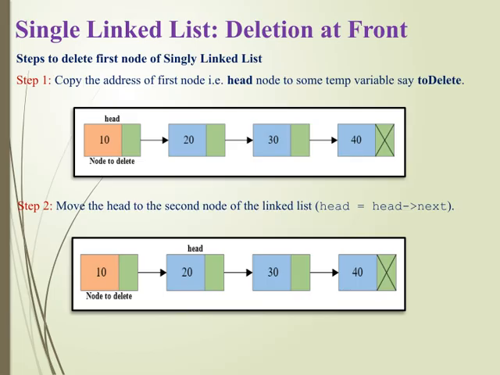These steps are fundamental for understanding how deletion at the front works in a singly linked list. By first saving the address, then updating the head pointer, we ensure that the list remains connected and consistent after the removal.